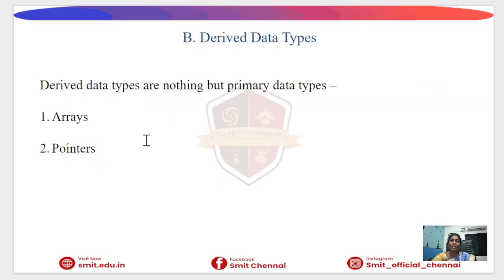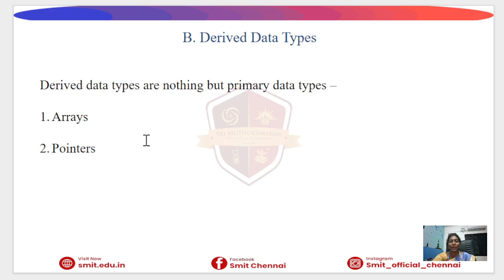Then the next one is derived data types. That is the second type of the data types. First, we discussed the primary data types: integer, float, character, and the last one, void. These are all the primary data types. And the second one is derived data types. The derived data types are derived from the primary data types only.